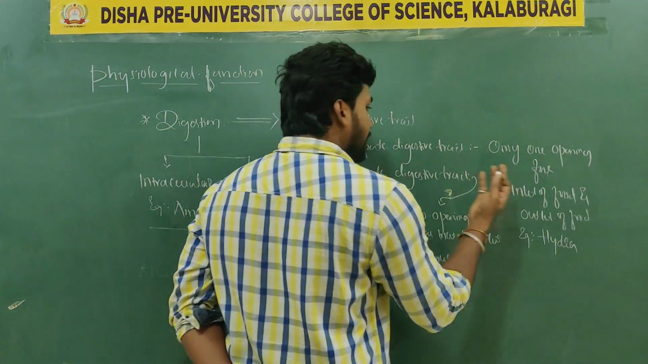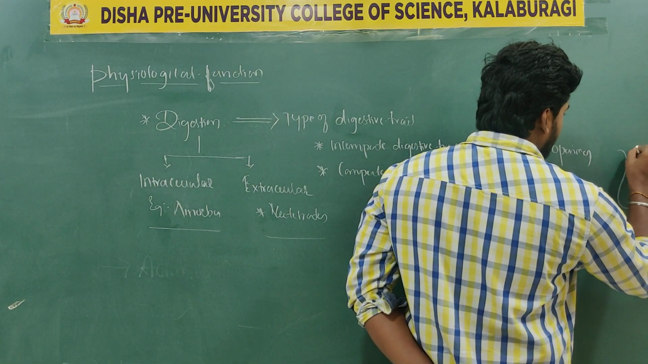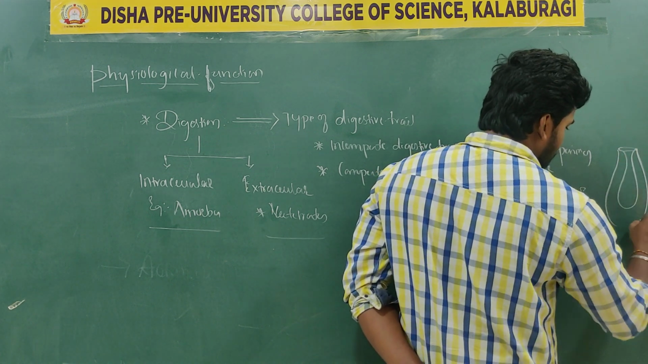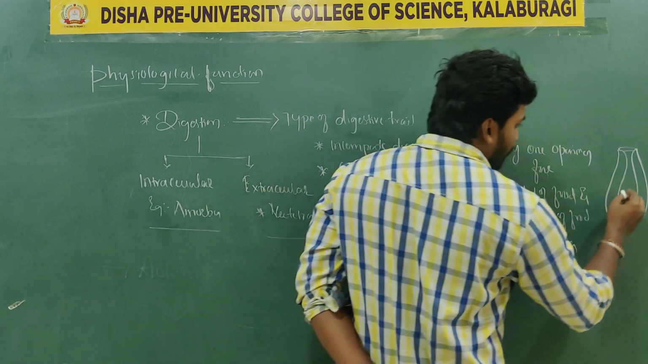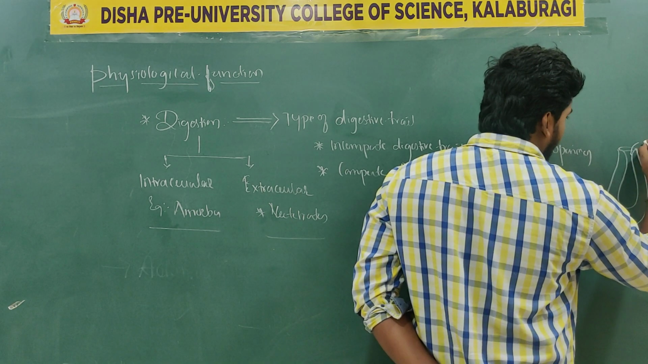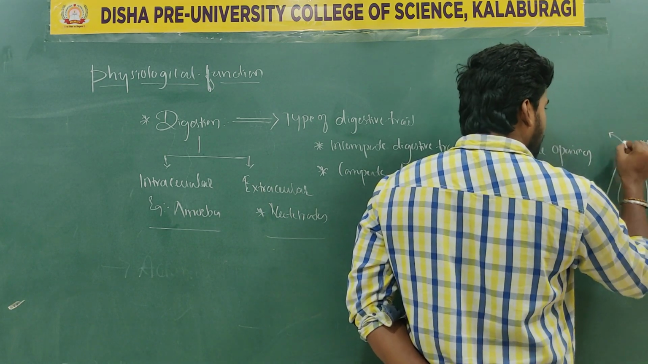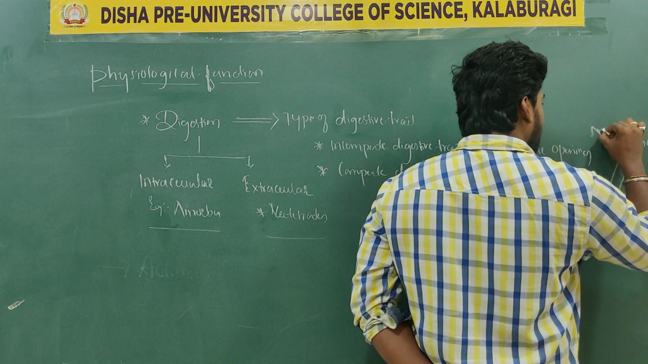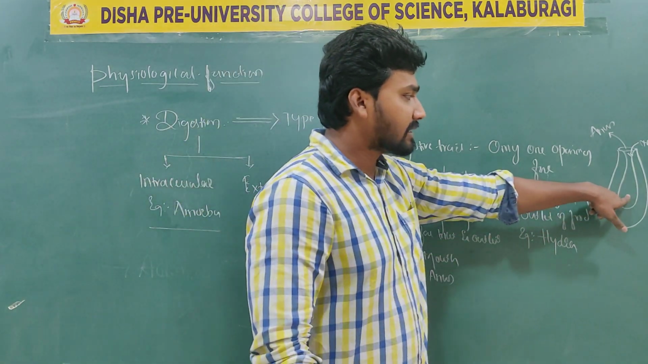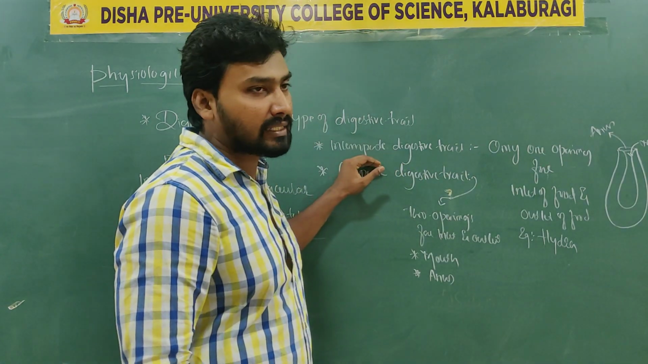Here in the incomplete form, this is the digestive tract, and this same opening works as a mouth for inlet of food. The same opening acts like an anus for the outlet of food. Right? This kind of digestive tract is called an incomplete digestive tract.